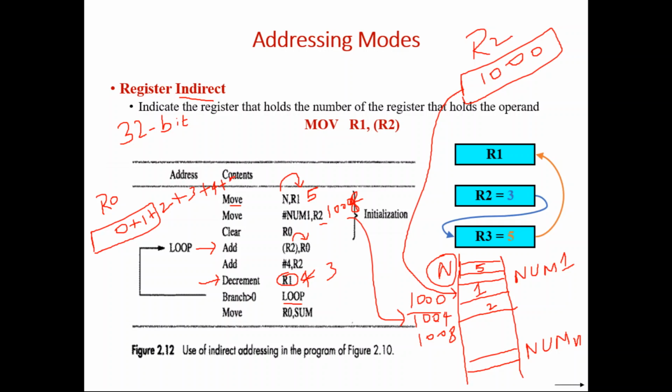Once all the 5 numbers were added, once the 5th number is added, then when you decrement, R1 will become 0. Then it will check whether branch greater than 0. No, it's not greater than 0, it's equal to 0. So this instruction will execute. Move R0 comma sum. Again, sum represents some memory location. Say this last location represents sum. So here the sum of the value will be stored. 5 plus 4 is 9, 9 plus 3 is 12, 12 plus 2 is 14, 14 plus 1 is 15. So that will be stored here.